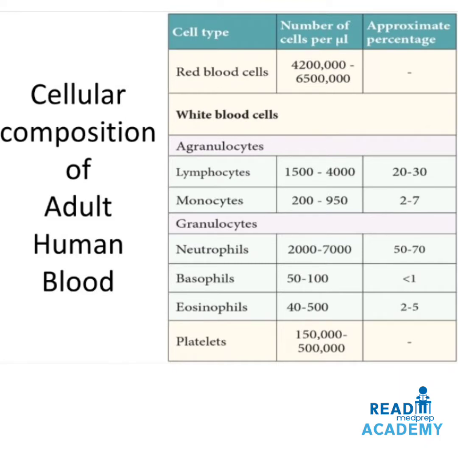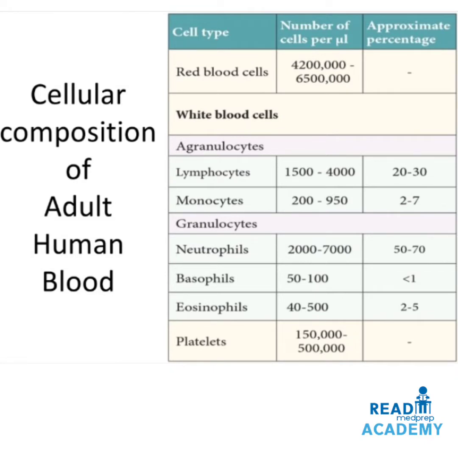The red blood cells, the RBCs, are around 4,200,000 to 6,500,000. The white blood cells: the agranulocytes, the lymphocytes, are around 1500 to 4000 per microliter. It is about 20 to 30%. The monocytes are 200 to 950. They are about 2 to 7%.